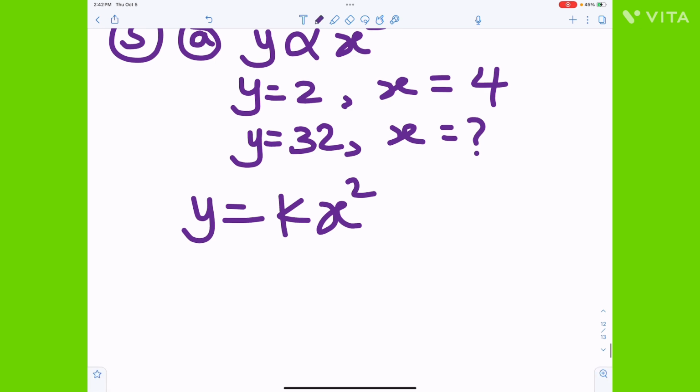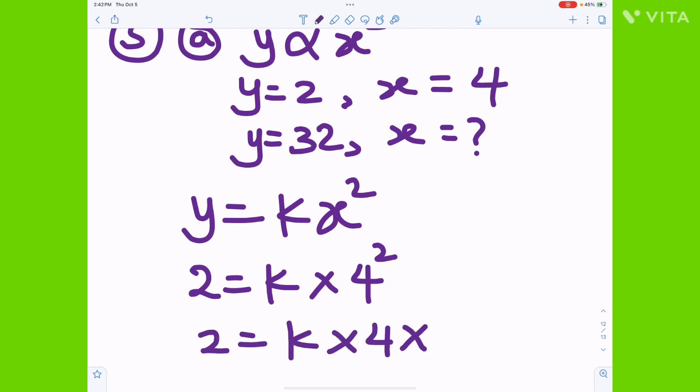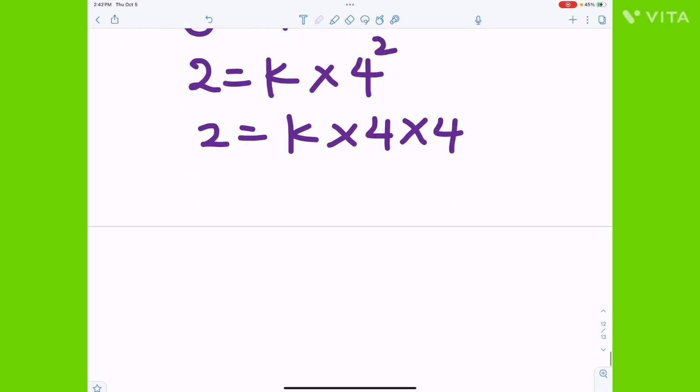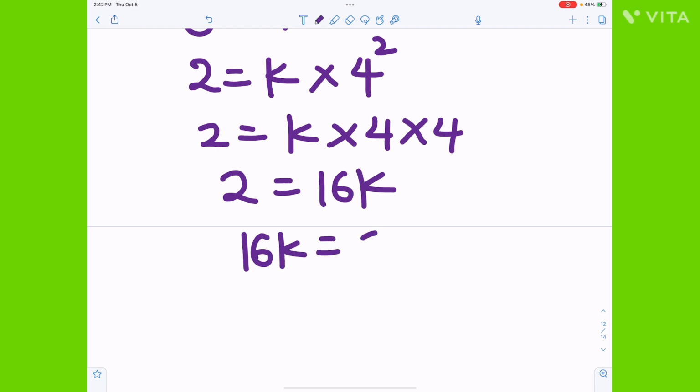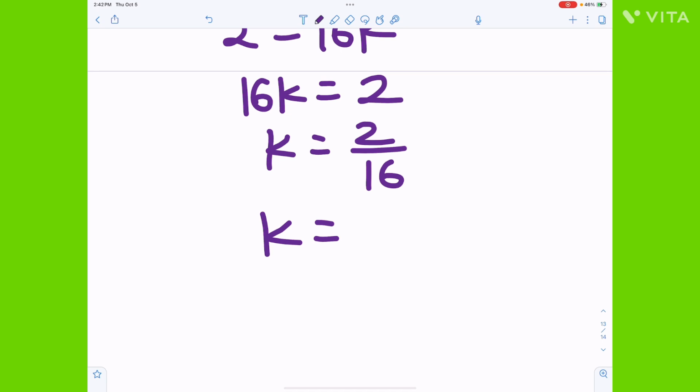Now, the question says y is 2 when x is 4. So that means 2 is equal to k times 4 squared. 4 squared is 16, so 2 is k times 4 times 4, which is 16k. 16k is equal to 2, and that gives us k is 2 over 16. If I reduce it, I get 1 over 8. My constant is 1 over 8.